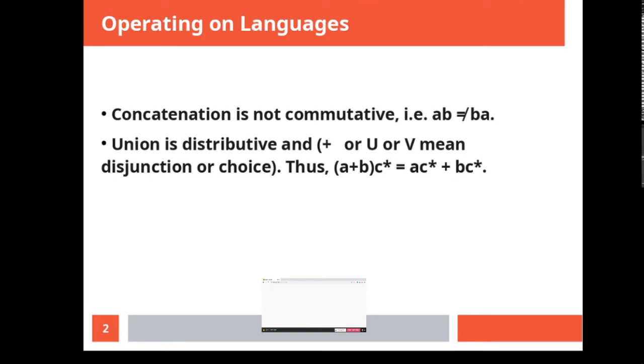First, we talk about concatenation. If you remember from my previous lectures also, concatenation is not commutative. That is, AB is not equal to BA unless and until A and B are the same elements. The second thing is that union is distributive. That is, it means a disjunction or choice. So union means (A plus B)C star means you can disjunct over it, and this is AC star plus BC star.